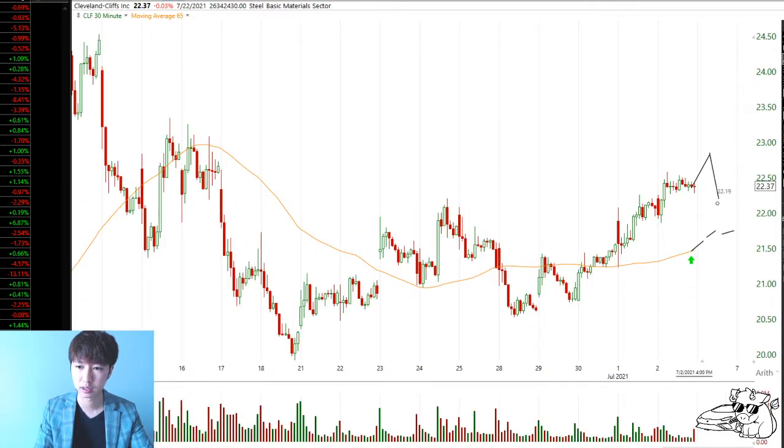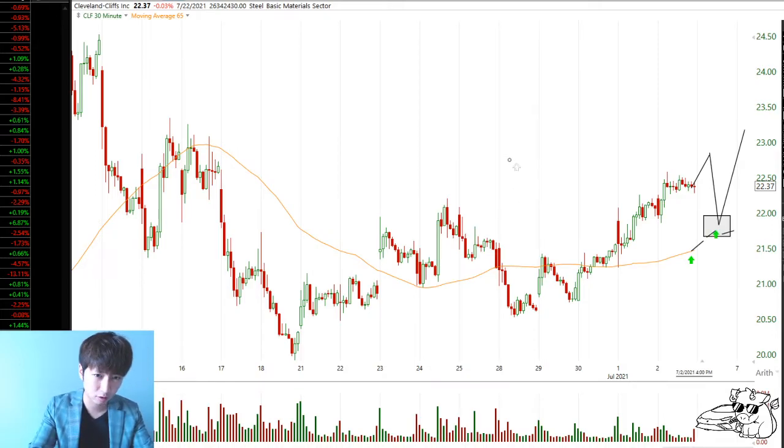I prefer a little bit of pullback down, maybe to the 5-day moving average. Just make another higher low, basically, and then maybe we can put our stop right there. So CLF is also on the watch for me.